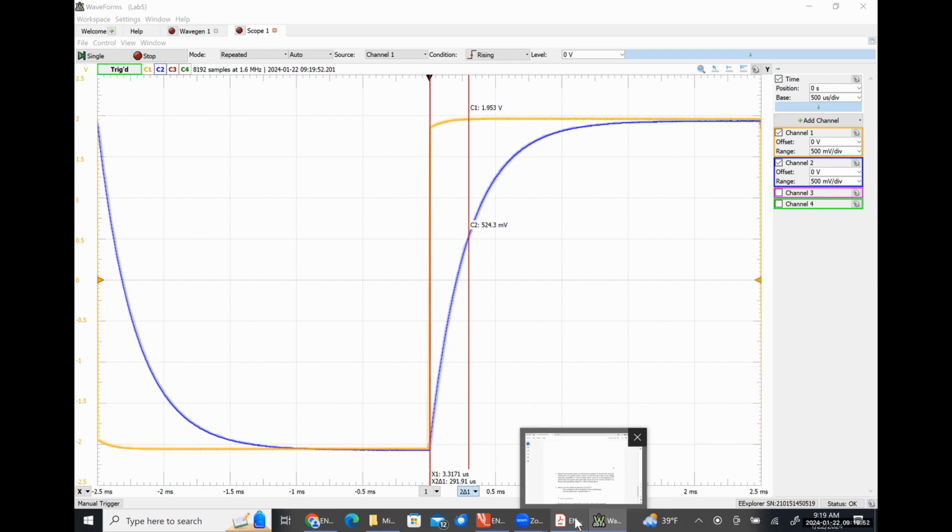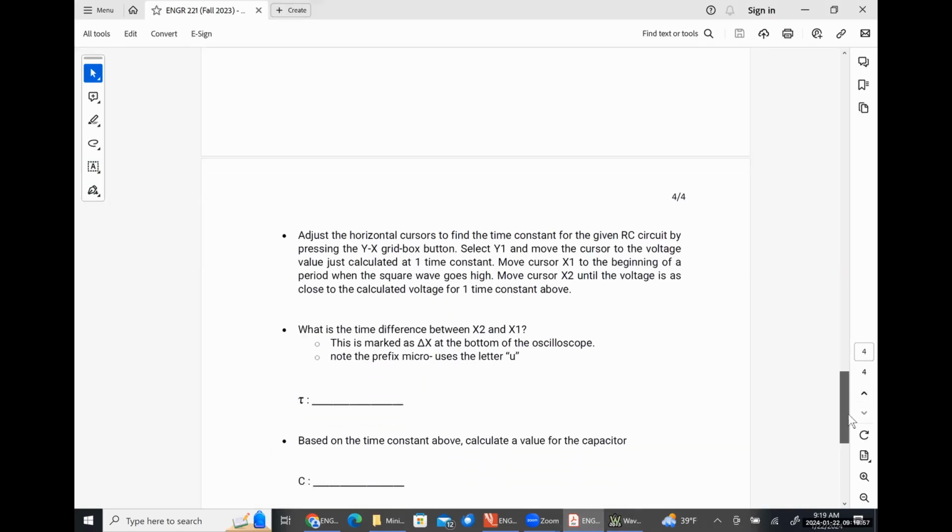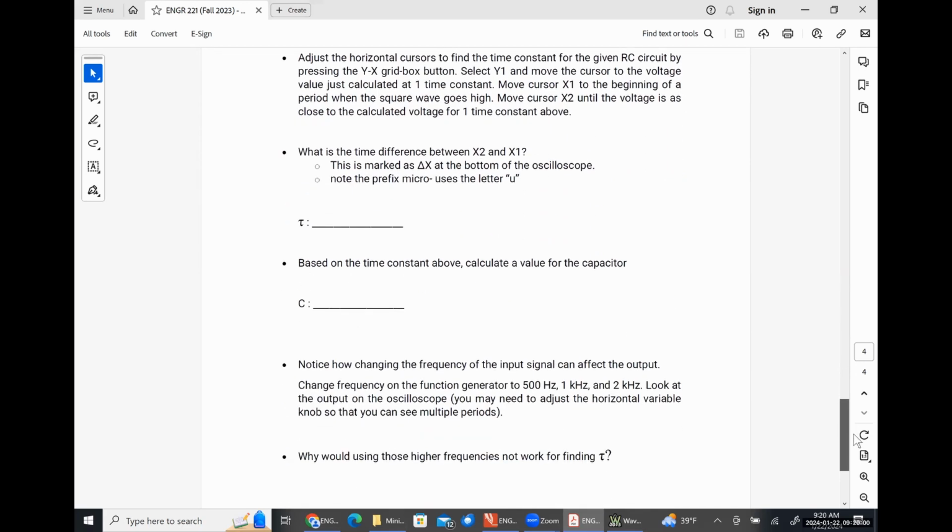So let's go back to our lab sheet. So we figured out what our time constant is. And then based on that time constant above, calculate a value for the capacitor. So we have experimentally determined what the time constant is. We have measured what the resistance is. And because this is an RC circuit, tau is just equal to R times C. So C should just be equal to tau divided by R, right? So we figure out what the time constant is, just doing a little bit of math there. I'll leave that up to you guys.